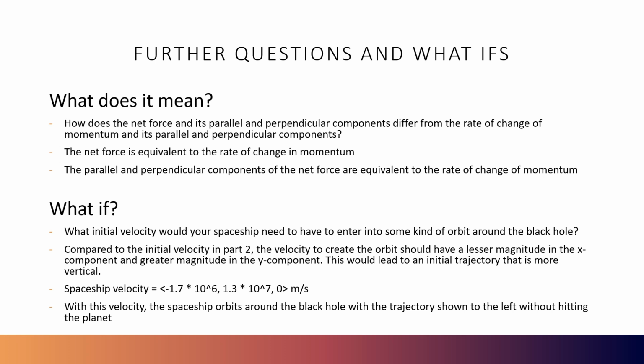Now, what if the initial velocity of your spaceship needs to have to enter some kind of orbit around the black hole? Compared to the initial velocity in part 2, the velocity to create the orbit should have a lesser magnitude in the x component and a greater magnitude in the y component, and this will lead to an initial trajectory that is more vertical. And with this velocity, the spaceship orbits around the black hole with the trajectory shown to the left without hitting the planet. Thank you.